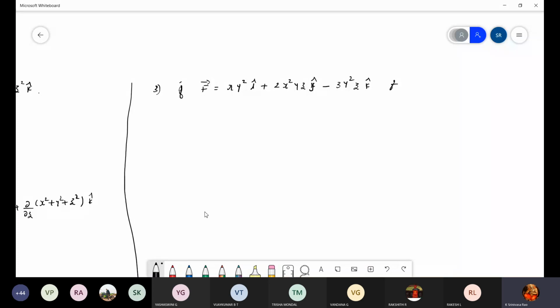Question: find div f. You write the symbol in word form, so they may ask like this also: div f, comma, curl f at (2, 1, 1). Some point is given. For the final answer, you have to put x equals 2, y equals 1 and z equals 1. Yes, take down the solution.